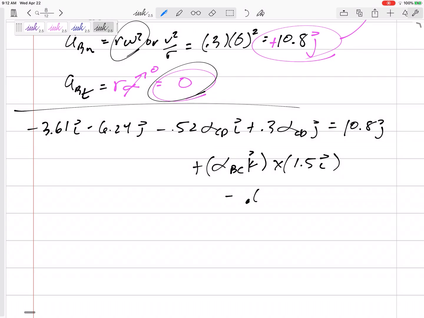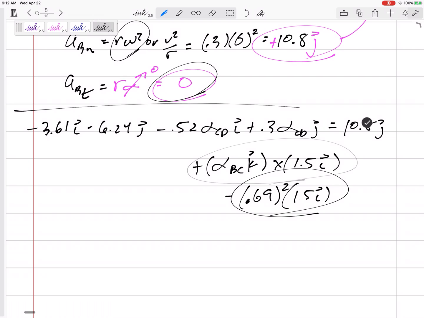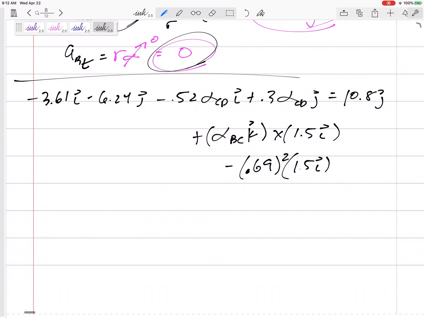Minus omega squared. That's that 0.69 that I needed from the first half of the problem, times 1.5 in the I. Remember, this is a cross product. All right, there we go. That is the major part. That's what I'm going to be looking for. I'm going to try to find that equation on your formula sheet and see how accurate that is. The rest of it is just math, which I do want you to do.